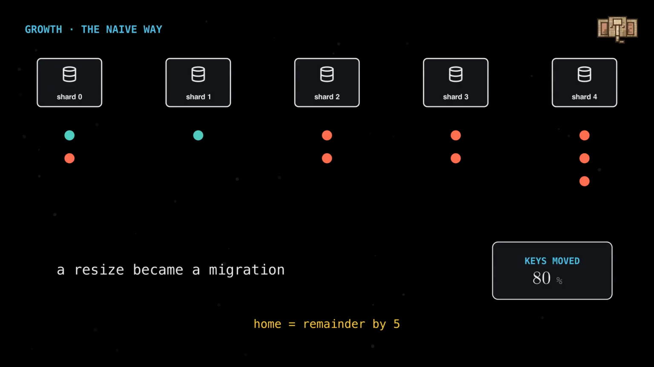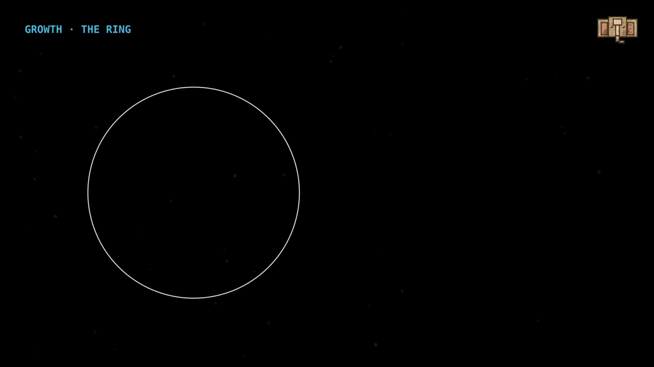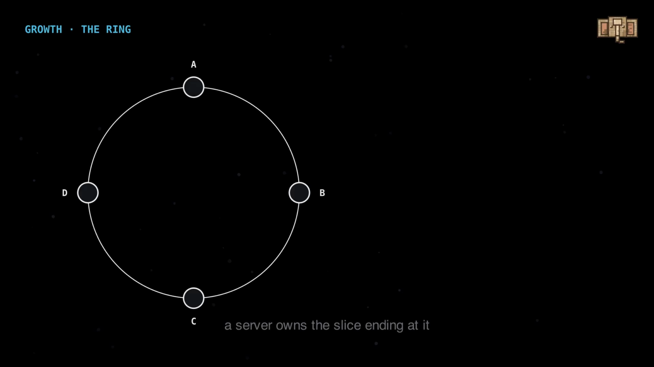That is not an expansion. That is removing your whole dataset while production watches. Hours of degraded everything. Consistent hashing is the fix, and it is delightfully physical. Place the servers on a ring. Each server owns the slice of key space that ends at its position.